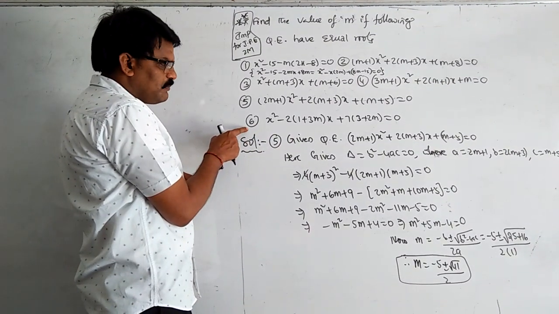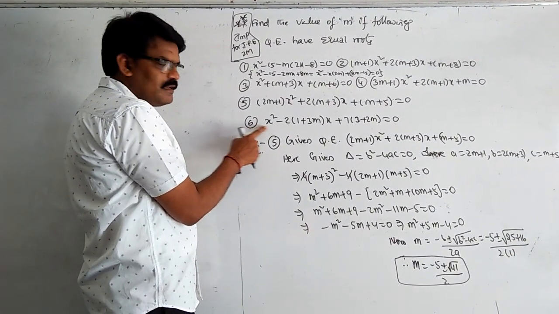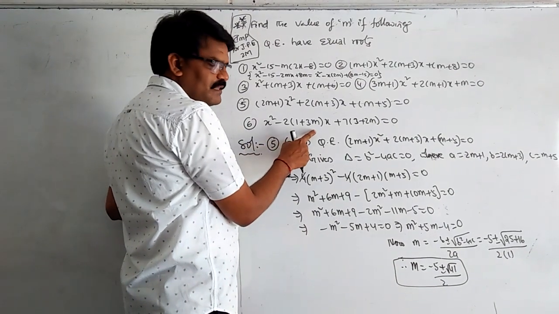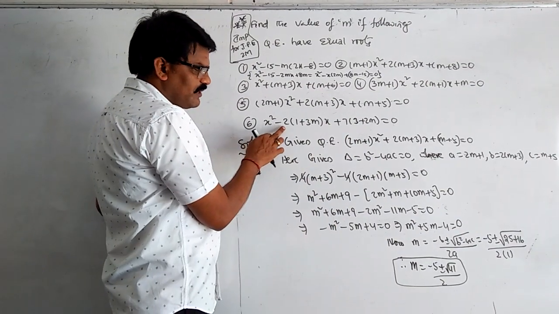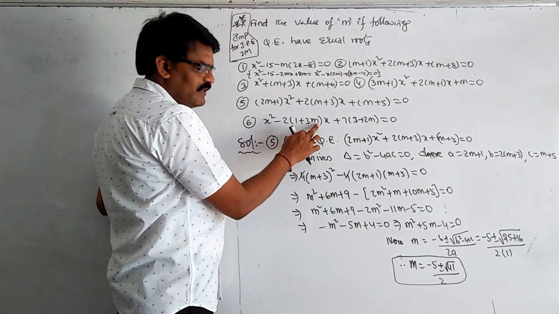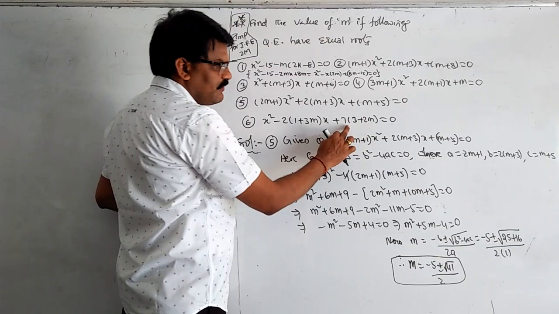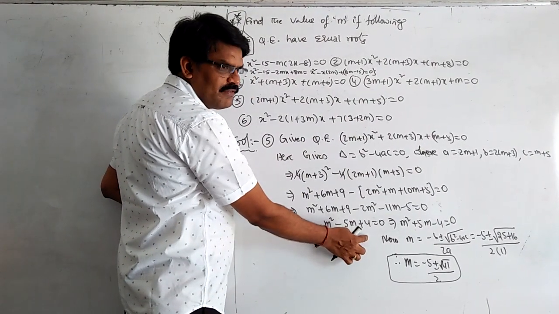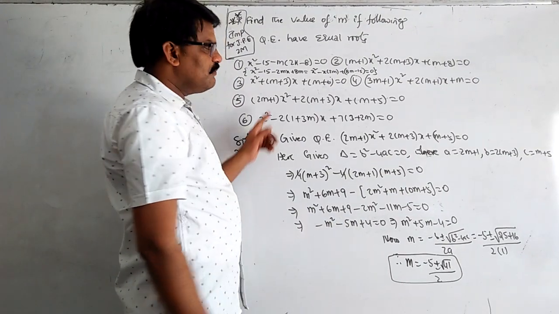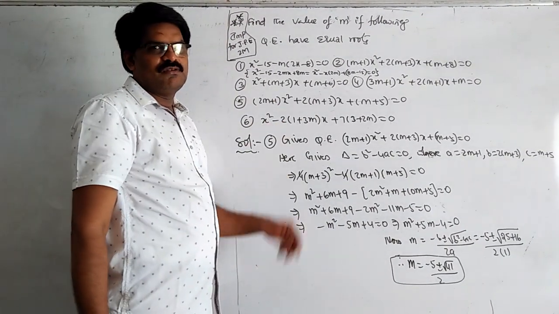Suppose you take the sixth problem, here a is equal to 1, b is equal to minus 2 into (1 plus 3m), whereas c is equal to 7 into (3 plus 2m). So b square means 4 into (1 plus 3m) whole square minus 4 into 1 into 7 into (3 plus 2m) is equal to 0. And solving, we get a quadratic equation and get the solutions. Please check the answers in your textbook.